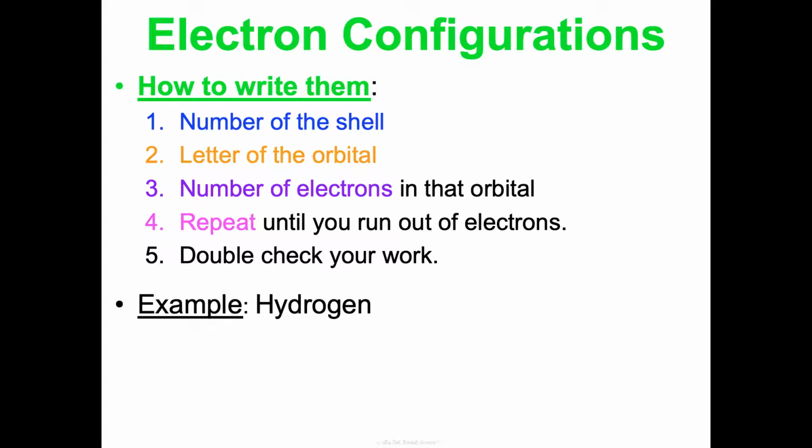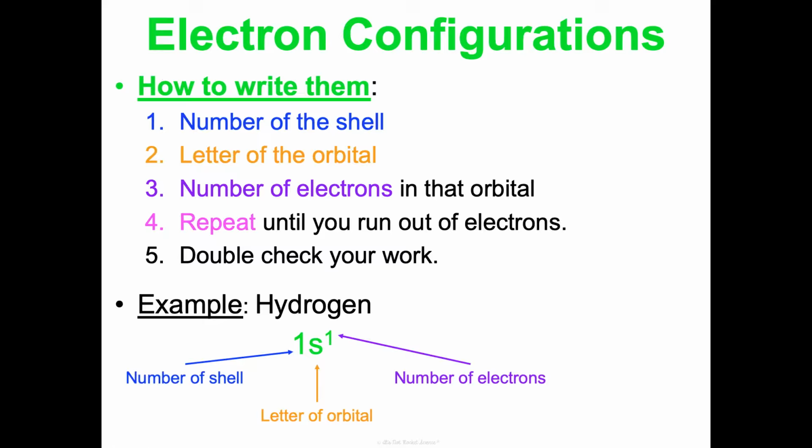Let's talk about hydrogen. You probably remember, if you look at hydrogen on the periodic table, its atomic number is 1. It has 1 proton, which means it has 1 total electron. Okay, so that 1 electron, where will it go? We'll look at the periodic table. Look at where hydrogen is. Look at where we colored the blocks. The number of shell is 1. The orbital is s, where hydrogen ends up, and there's only 1 electron there. So we would put a little 1 there. 1s superscript 1. That is the electron configuration for hydrogen. So you have your number of shell, the letter of the orbital, and the number of electrons.